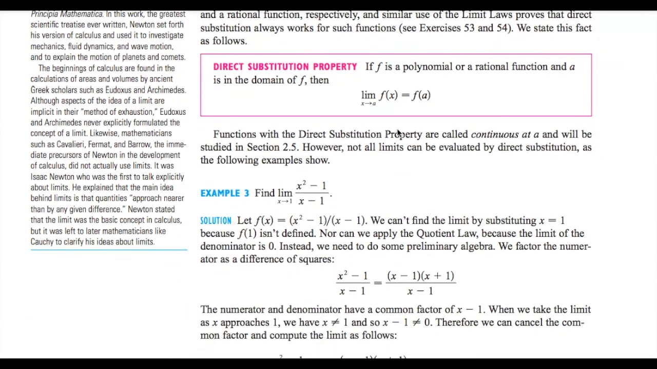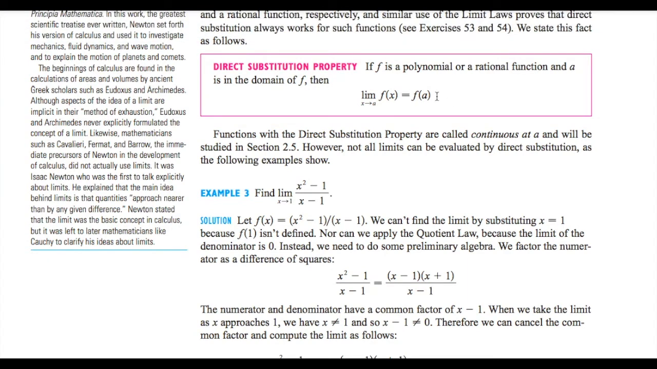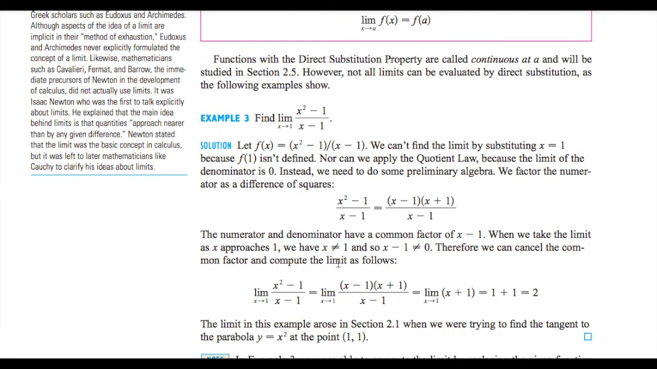Direct substitution property. If f is a polynomial or a rational function and a is in the domain of f, then the limit of f of x as x approaches a equals f of a. So this mainly means if a is in the domain, then you could just plug in a. This makes it super easy.